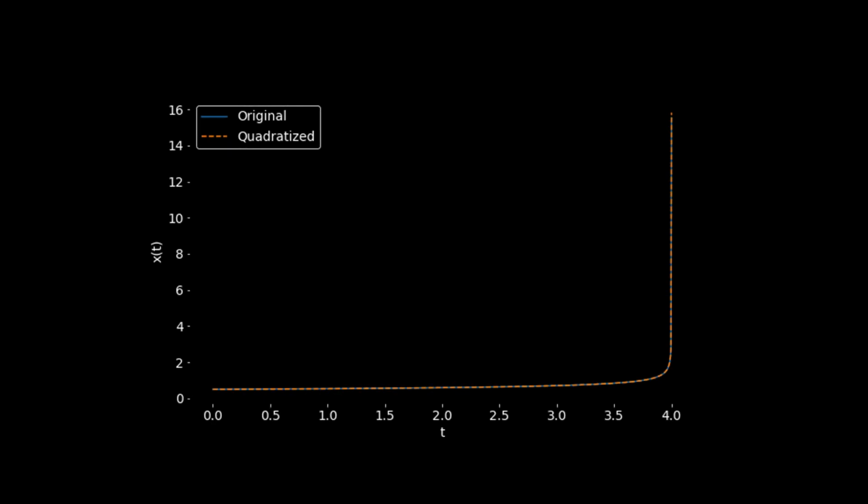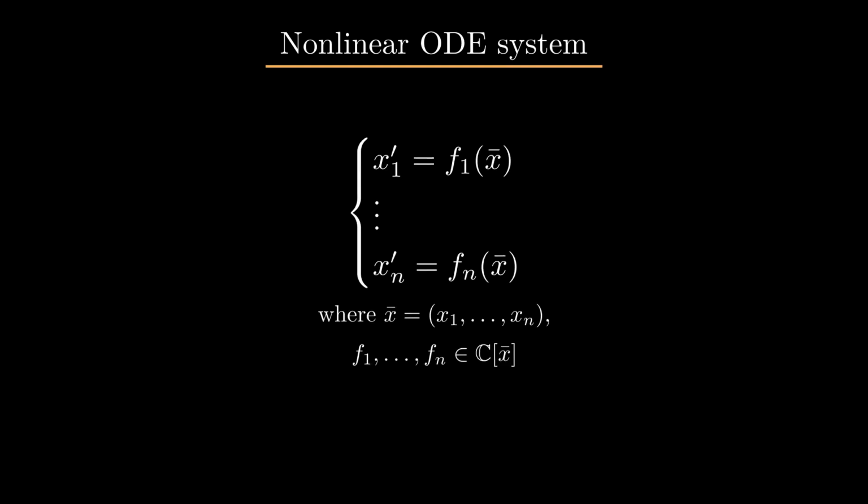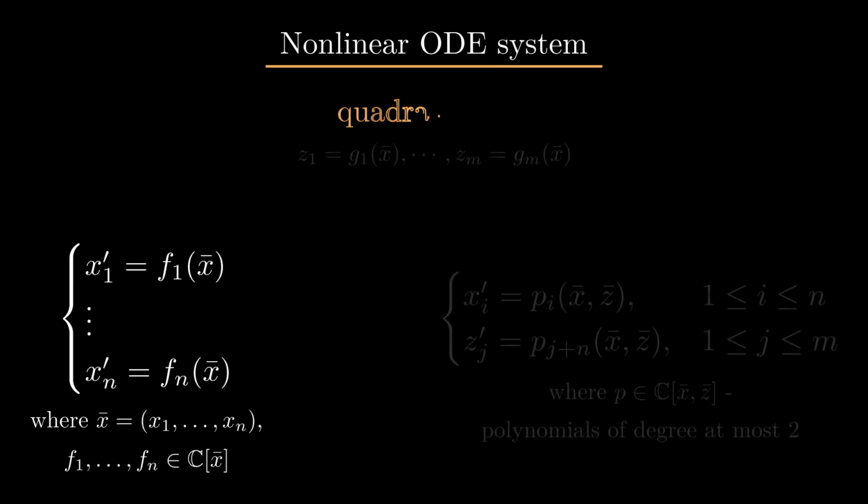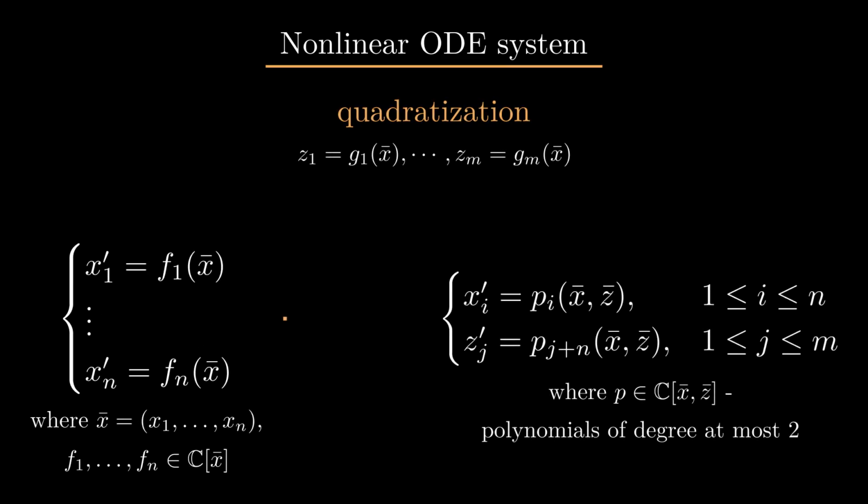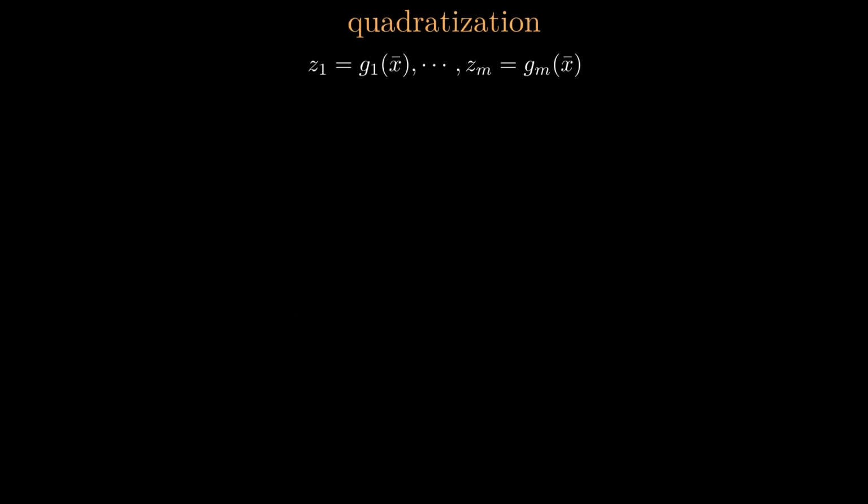To be more precise, we construct a system with a quadratic right-hand side such that every solution of the original system can be lifted to the solutions of the new system. Let us formulate the problem we are going to tackle formally. Consider a nonlinear ODE system with a polynomial right-hand side. We would like to add new variables to transform the system into one with the right-hand sides of degree at most 2. The corresponding set of new variables will be called a quadratization.